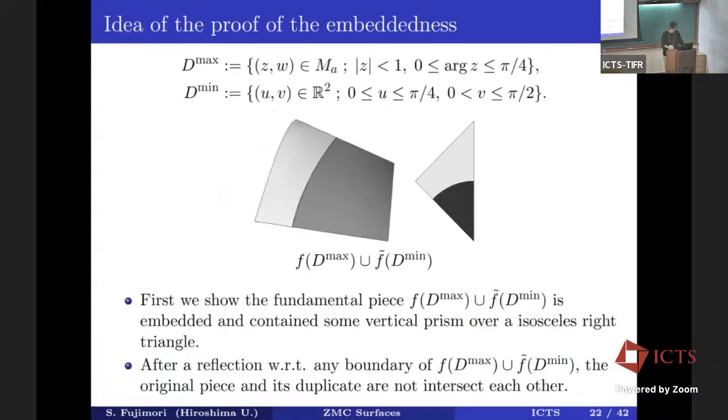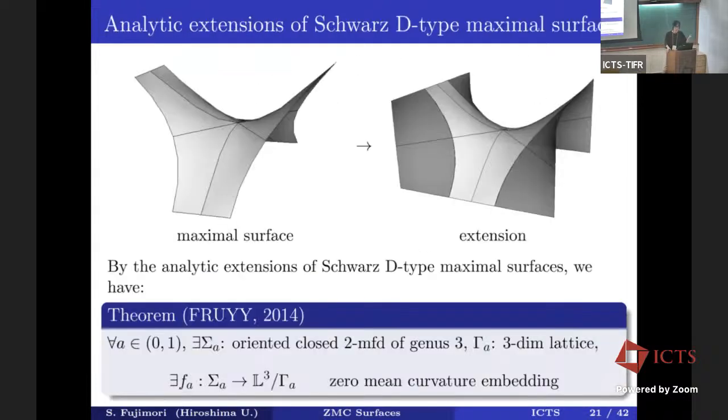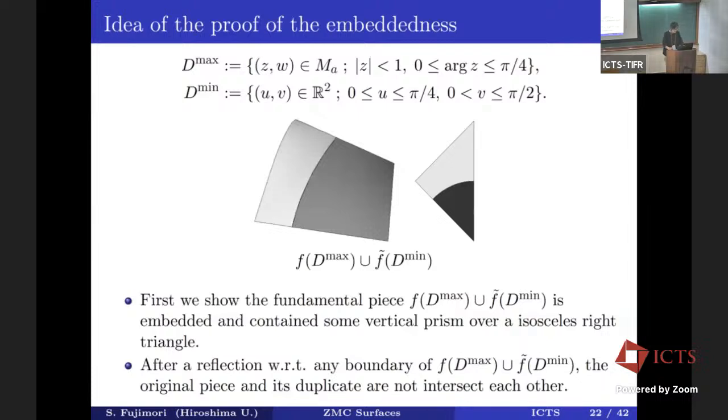So the extension is just that we apply the Kobayashi-type theorem, and we can observe the symmetry. It has the same symmetry as the minimal Schwarz D surface in R3. So it is easy. The remaining part is embeddedness. Embeddedness is quite difficult. How to prove the embeddedness is as follows.